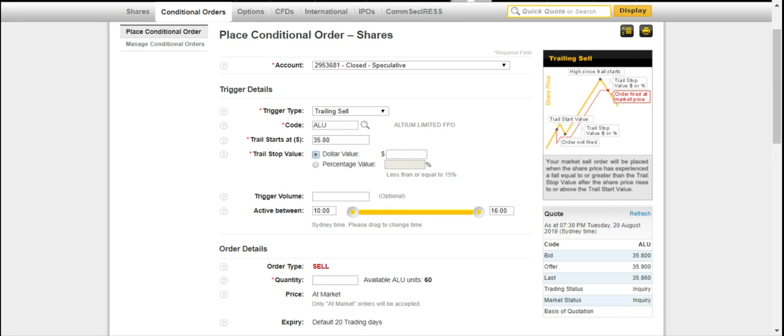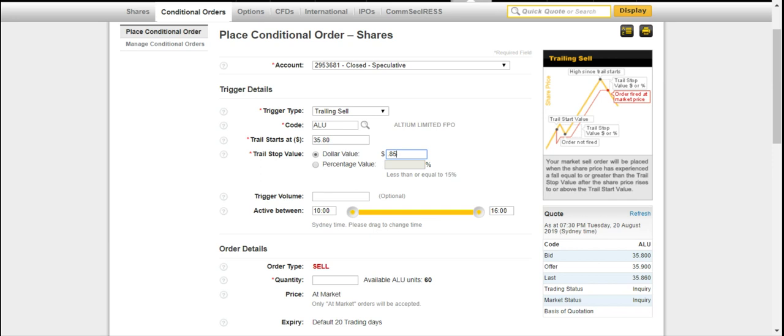So if it drops below $35.80, I want to get out. And so that's 85 cents below where the existing price is. So in my head, I can lose 85 cents, which takes me to that $34.95. And so I can put in 85 cents.